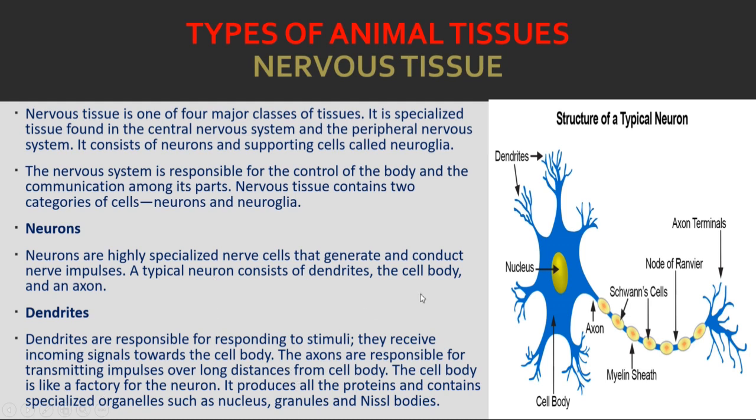Now the cell body is like a factory of the neuron. Organelles are present within that cell body, and it produces all proteins and contains specialized organelles such as the nucleus, granules and Nissl bodies. So this is the working of the neuron and the dendrite. All these concepts, from the types of plant tissue to the types of animal tissue, I hope are clear.